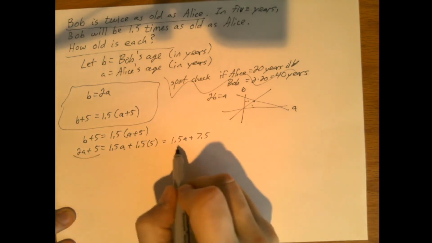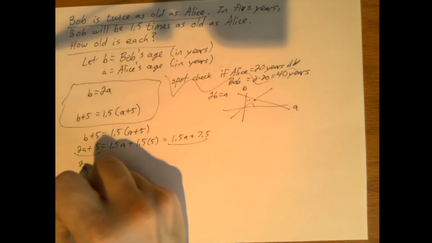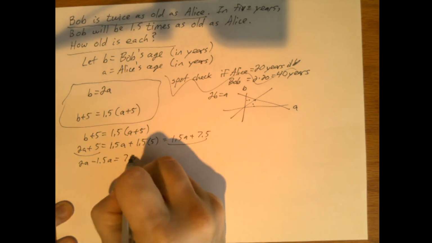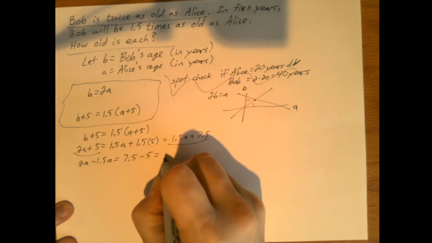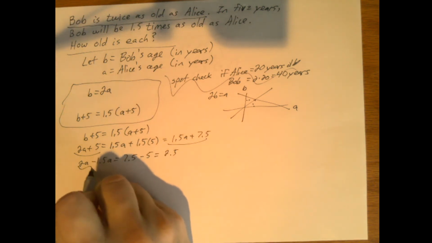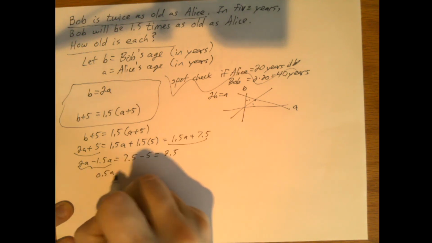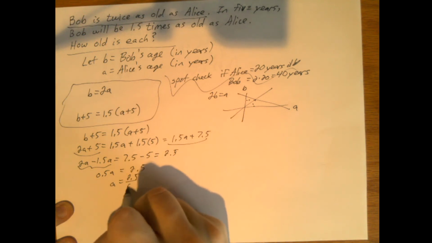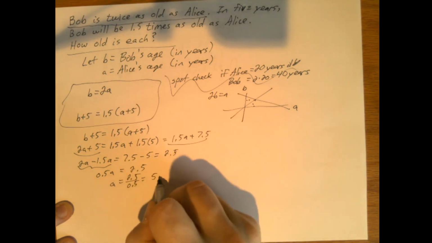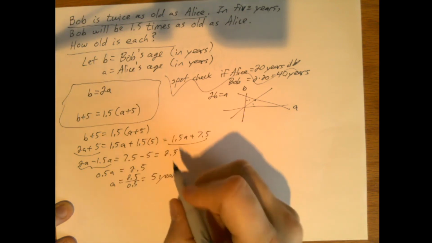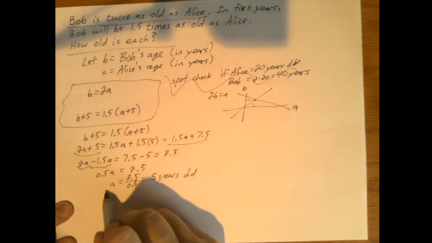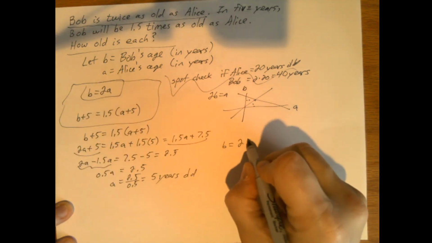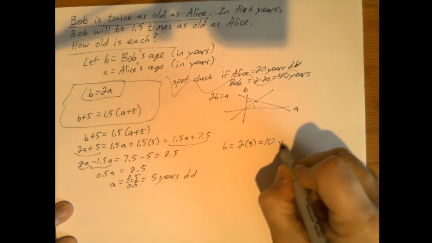So I'm going to take this part and this part. And now this gets 2A minus 1.5A is equal to 7.5 minus 5, which is equal to 2.5. And this right here will be 0.5A is equal to 2.5. So A is equal to 2.5 divided by 0.5, which is 5 years old. That's Alice's age. And now we take this and go back to this expression and get that B is equal to 2 times 5, which is 10 years old.